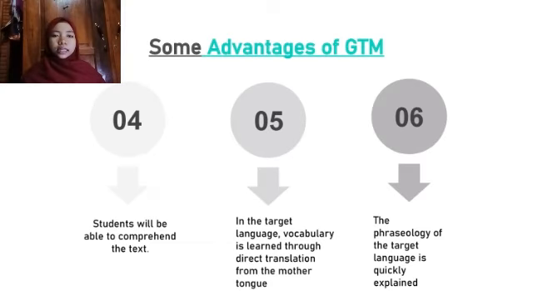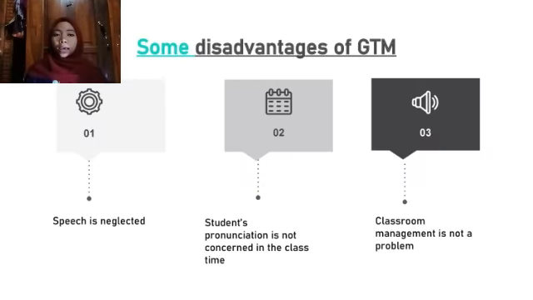Translation is the easiest way of explaining meaning of words and phrases from one language into another. And the next material is about disadvantages of GTM.